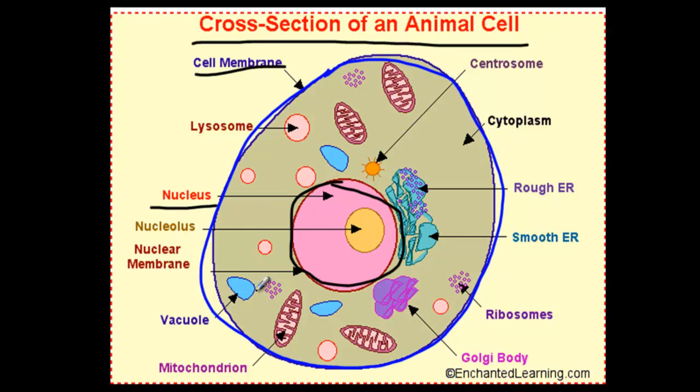Now, aside from that, we've got vacuoles, which are down here. Now, these are storage containers within the cell. They can hold food, they can transport proteins, they can do a lot of different things.